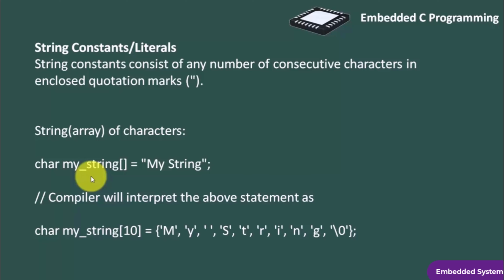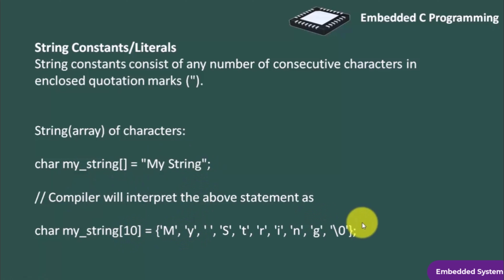The next is string constant. A string constant consists of any number of consecutive characters enclosed in double quotation marks. Here is the example. "My string" in double quotation marks. This string will get stored to my_string, this variable of type character. Compiler will interpret this statement as this statement.